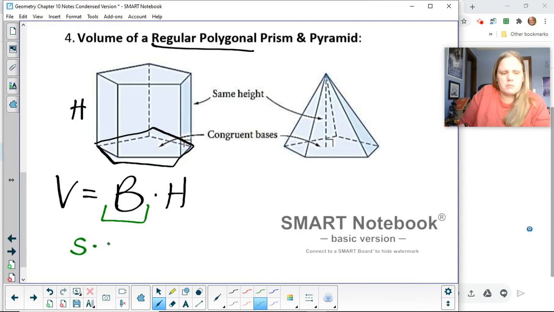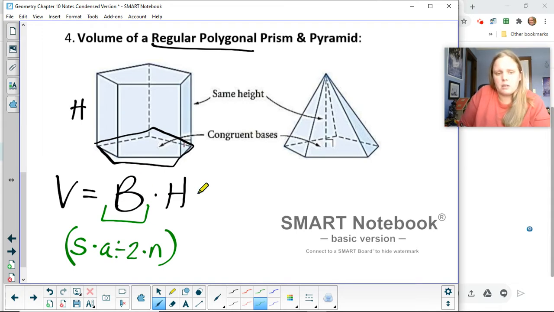side length times apothem divided by 2 times number of sides. That's going to be equivalent to the area of the base, and then we multiply it by the height. For the pyramid, we're going to do this exact same formula, but just chop it into 3 equal parts.